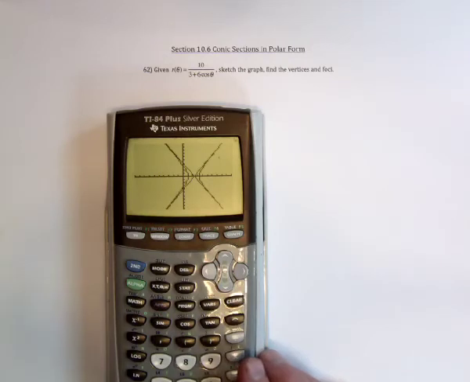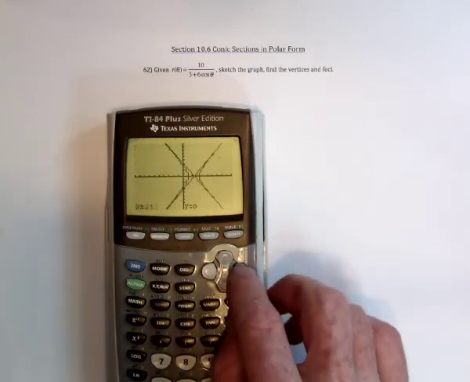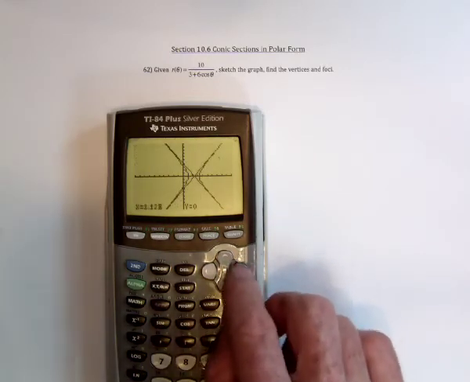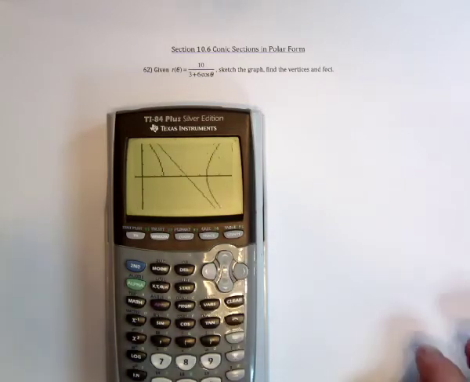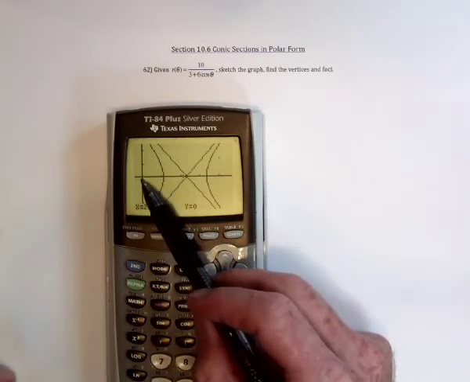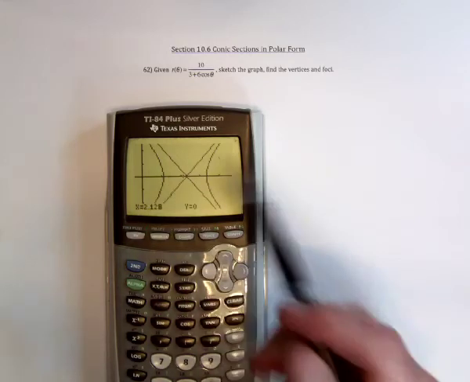Seems that we have a hyperbola. I'd like to zoom in a little bit to the center where those asymptotes are crossing. So keep in mind that in polar form this is one of the focus points. So that's easy enough, that's 0, 0. Now we need to find out where this is.